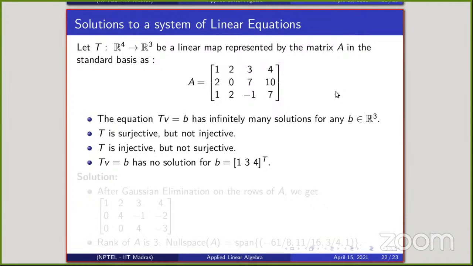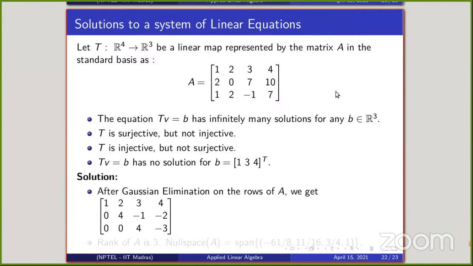After Gaussian elimination on the rows of A, we get this upper triangular matrix, and from this we see that these three rows are linearly independent. So the rank of A is 3, and from this upper triangular form we can also get that the null space of A has dimension 1, and it is equal to the span of the vector shown here, -61/8, 11/16, 3/4, and 1. So the null space of A has dimension 1. So A cannot be injective.